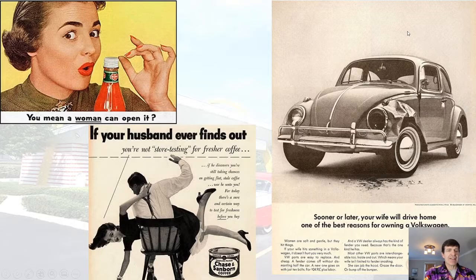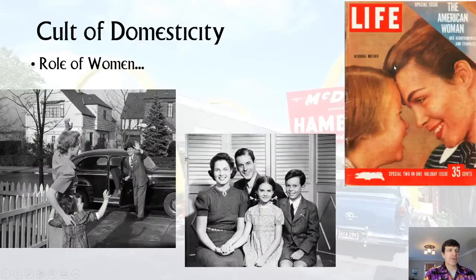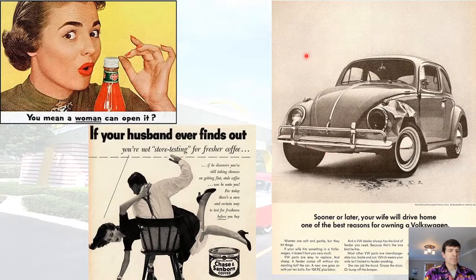And here's by the late 1950s, the Volkswagen, which was becoming kind of a thing, it was really sold to either kind of, they started calling them hipsters, or for women to drive these Volkswagens. And it said sooner or later your wife will drive home. And one of the reasons for owning a Volkswagen, because women will get into a wreck, women drivers, and that the Volkswagen is safe. By the way, the Volkswagens were not safe. The trunk's in front. If they got hit in the front, it was like an accordion.